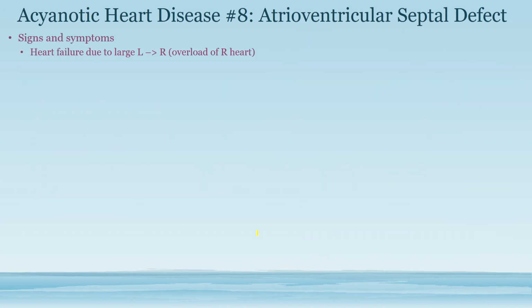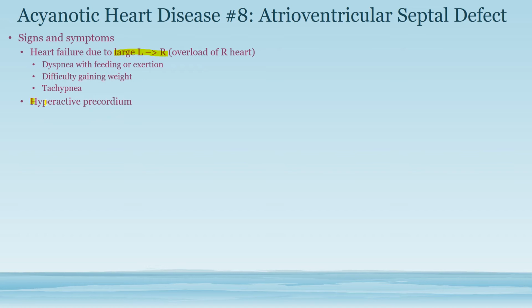So some signs and symptoms. You have heart failure due to a large left to right shunt. So you have an overload of the right heart as a result over time. And this causes problems such as dyspnea with feeding, difficulty gaining weight, and tachypnea because of failure to meet metabolic demands. So you have a large left to right shunt and the overload of the right heart in the pulmonary system.